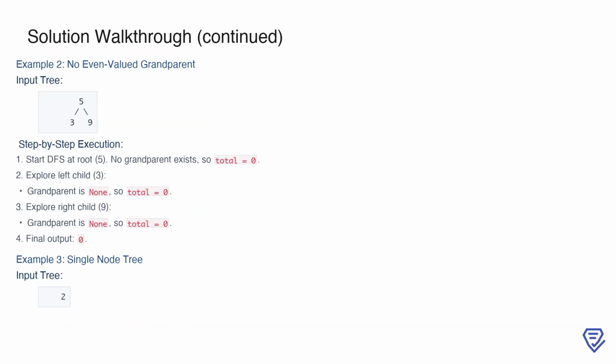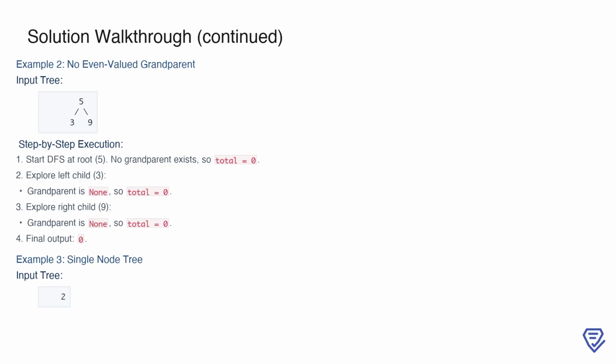Now, let's analyze a simpler case where the binary tree has no even-valued grandparents. The root node is 5, and it has 2 children, 3 and 9. Starting the DFS at the root, we find that no grandparent exists, so the total sum remains 0. Moving to the left child, node 3, the grandparent is still none, so the total remains 0. Similarly, for the right child, node 9, there's no grandparent, so no value is added to the sum. Since there are no further nodes to traverse, the final output for this tree is 0.